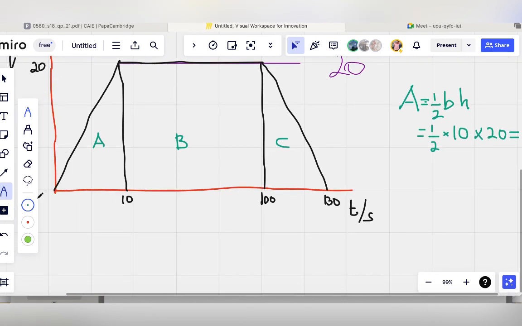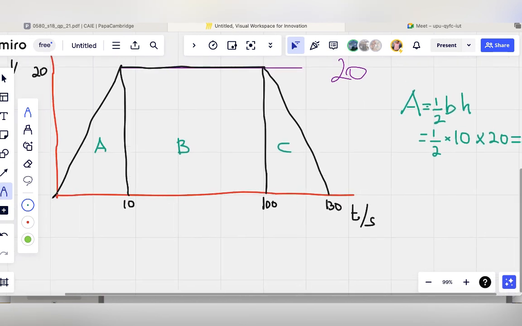Why is the base 10? Because here is 0, and we're starting from 0 to 10. This is the base for this triangle, and it's 10. And the height here is 20, because if you trace it here, here is 20. Okay, so that's how we got that first part.